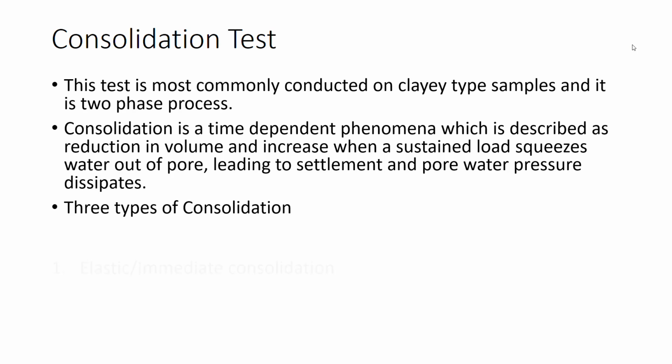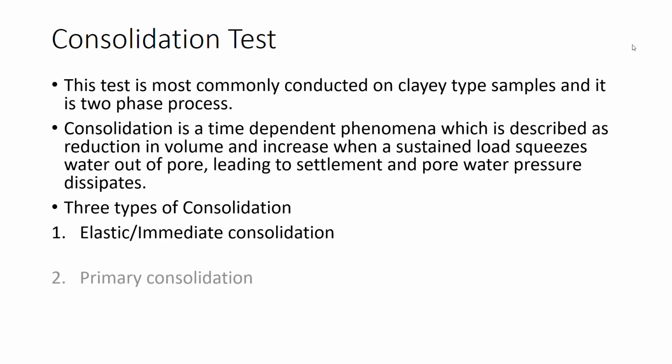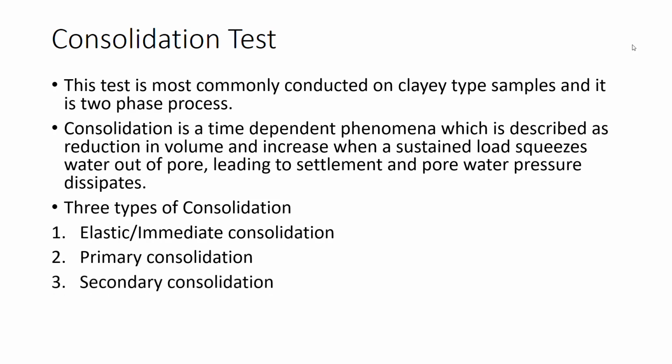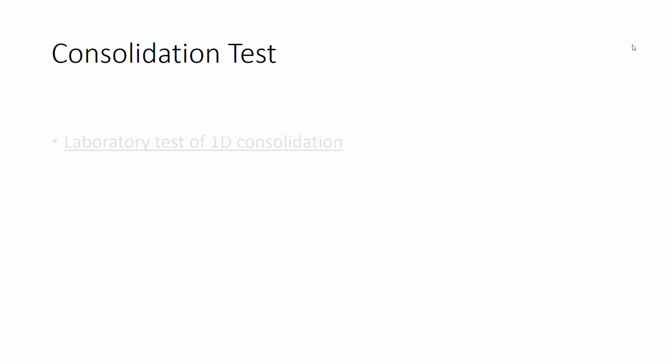There are three types of consolidation. Immediate consolidation is when the load is transferred, so there is the rearrangement of the particles. Primary consolidation is the expulsion of water from the voids due to the load transfer completely to the particles. Secondary consolidation is the rearrangement of the particles after the primary consolidation. This most commonly happens in organic types of material.